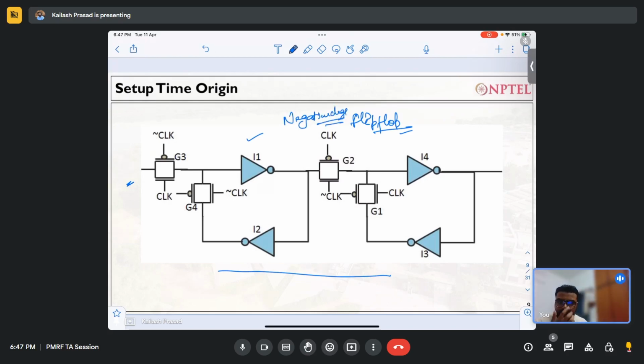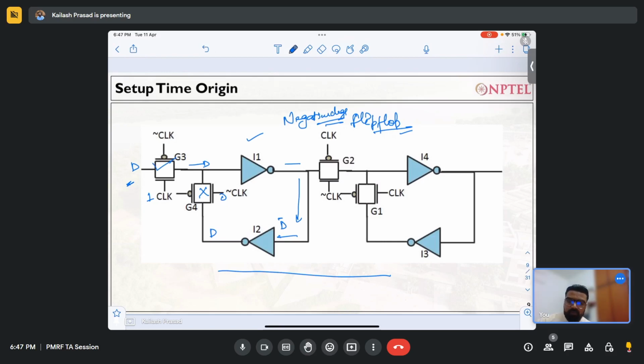Okay, how will it work? Initially, the clock will be 1. If the clock is 1, whatever the D over here is, D will be here, and this D will go over here. Here it will be D bar, right? And if clock is 1, this will be 0, so this will be off, this will be on.